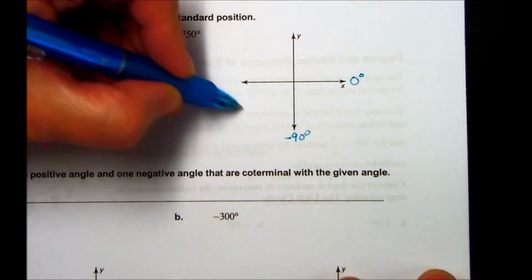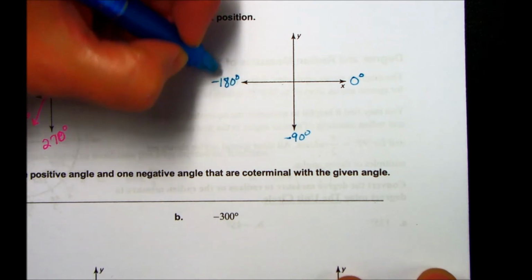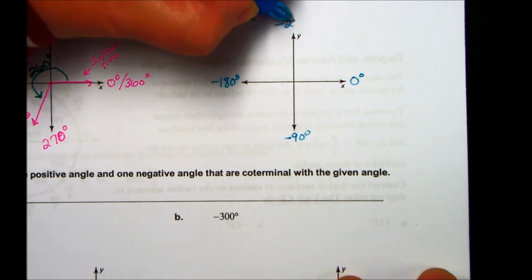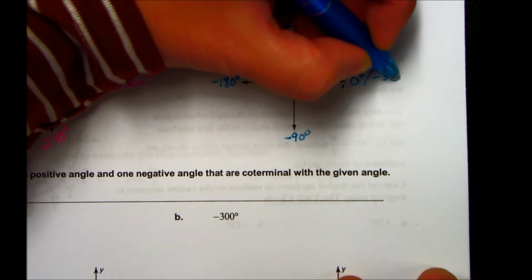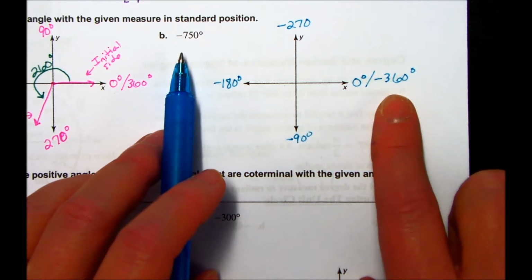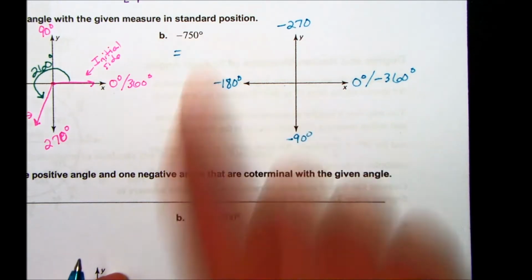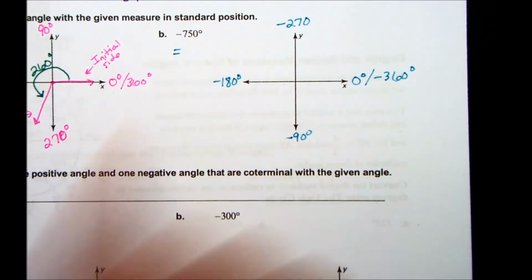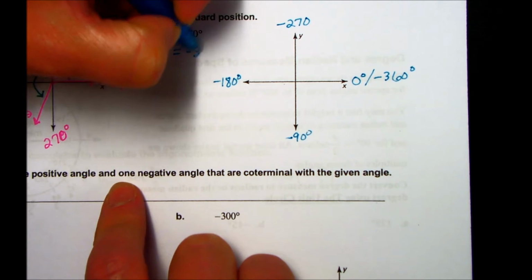If I rotated to the next line, it would be a negative 180 degrees. Then I would go backwards this way, would be a negative 270 degrees, and then all the way back to the beginning, clockwise, would be a negative 360 degrees. Well, 750 is more than 360 degrees. So we need to figure out how many times we have to go around to get to negative 750. When your number of degrees is bigger than 360, that means you're doing more than a full circle rotation. So negative 750 degrees is equal to negative 360.